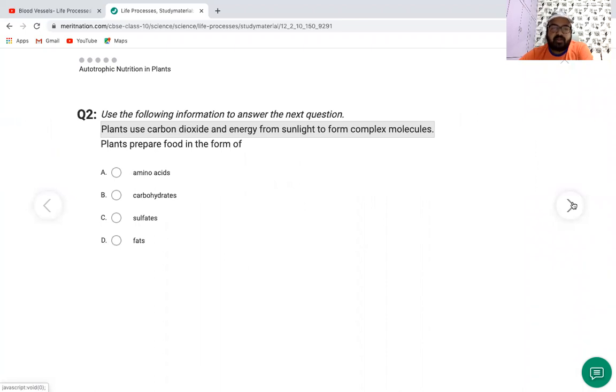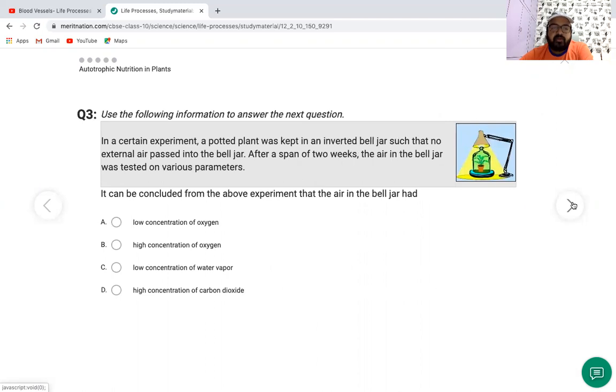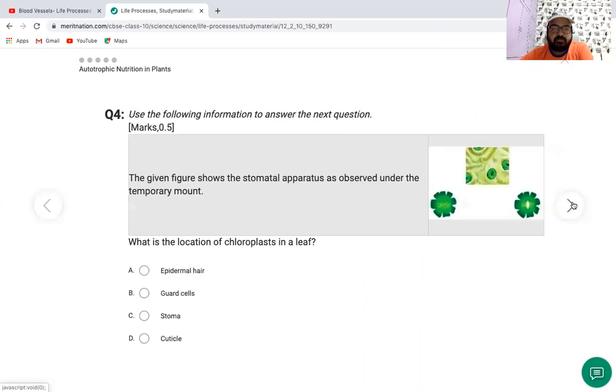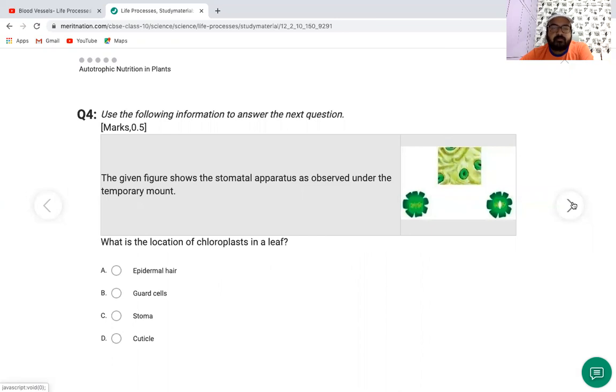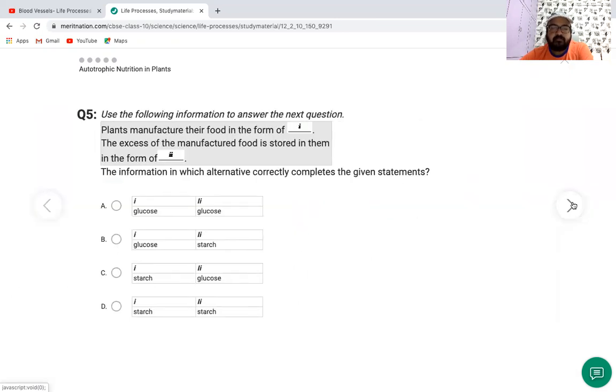Plants use CO2 and this. Plants prepare food in the form of, you all know. In a certain experiment, a potted plant was kept, this, and after some time, you can see that. What is the location of chloroplast in the leaf? And this one, right?